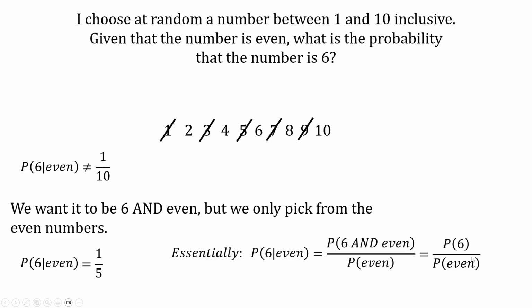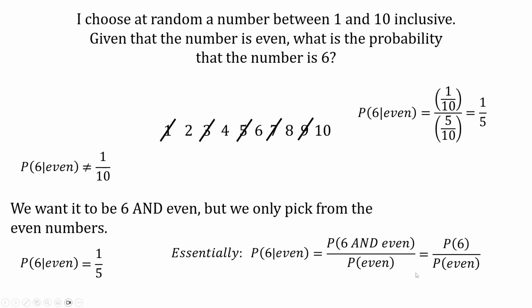Okay, so the probability that it's 6, given that it's even, is the same thing as the probability of 6 over the probability of even. The probability of it being 6 is 1 out of 10, divided by the probability of it being even, which is 1, 2, 3, 4, 5 out of a possible 10, which gives you a fifth as well. So these are two different ways to do it.